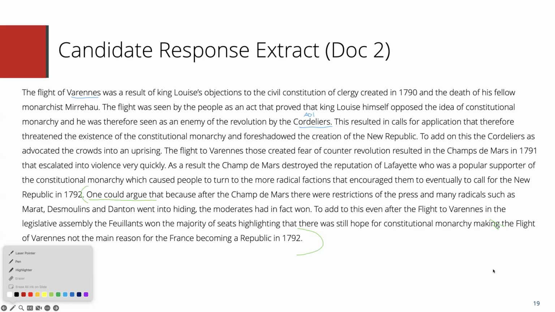So what they're saying there is that the student has taken a line to say, look, the focus of this judgment is on the fall of the constitutional monarchy rather than the creation of the Republic, but there is that interlink there.